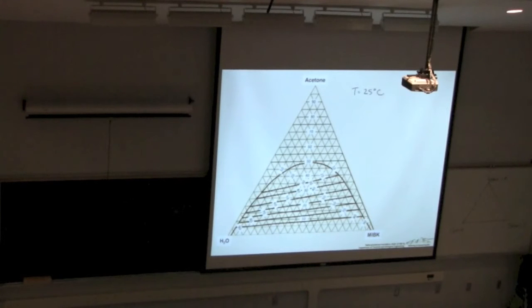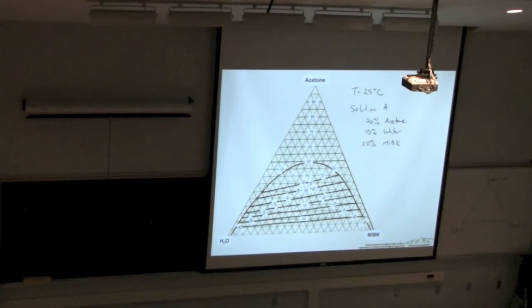Now two things could happen when we mix these three species together in a liquid form. One, they could remain as a single phase, or two, they could separate into two phases. And this all depends on the amounts of each species in the solution. For example, if we were to make a solution that we'll call solution A, and we'll say that it is 70% acetone, 10% water, and 20% MIBK, we could plot exactly where the solution is in the phase diagram.